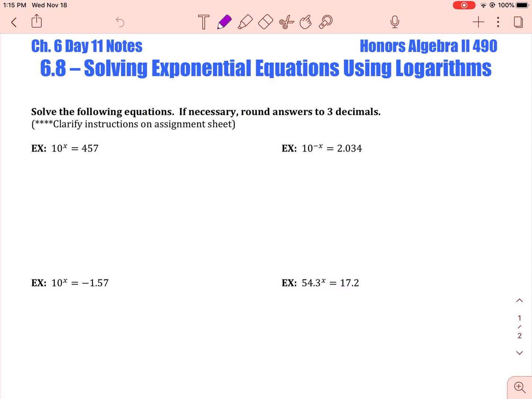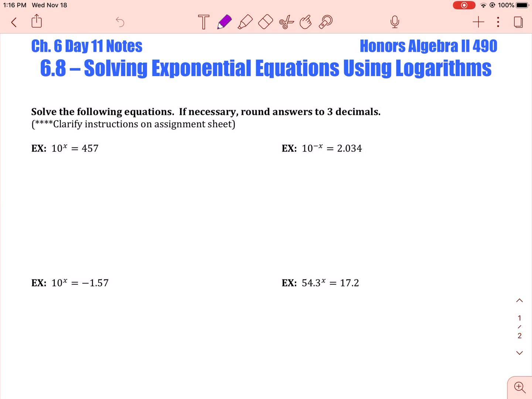Let's jump in and get started. Know that this is just one potential way to solve these logs. If your teacher has a different way and you like that way, use it. If you like this way and you like it better, use it. Okay, it's up to you, whatever is easiest for you.